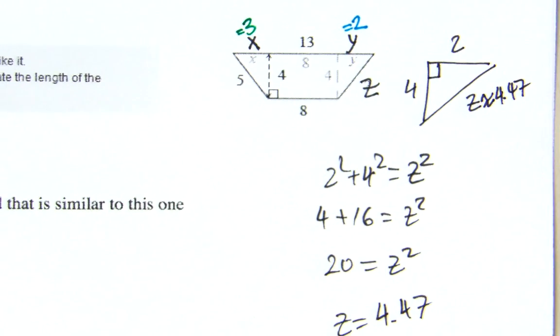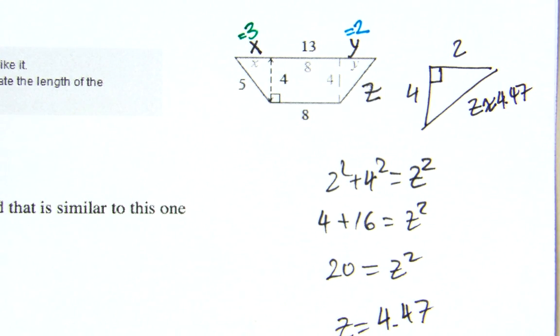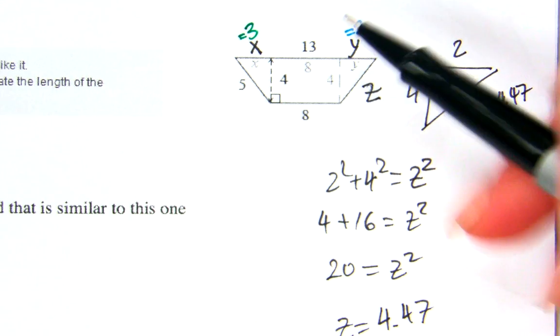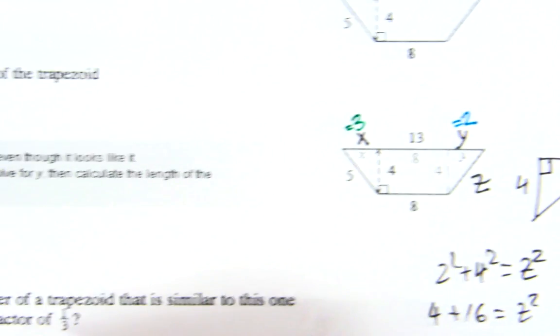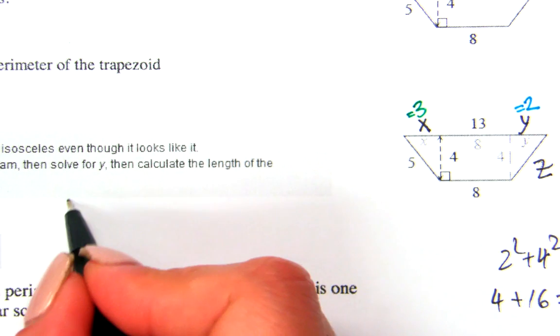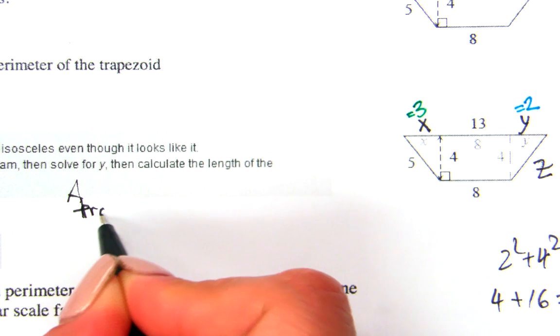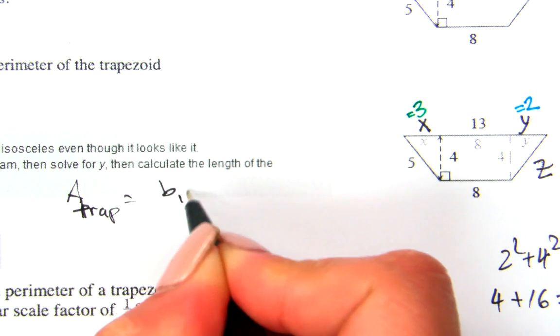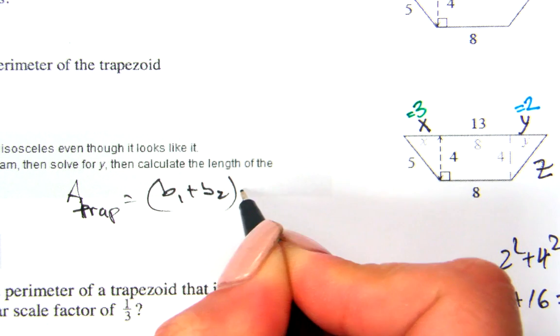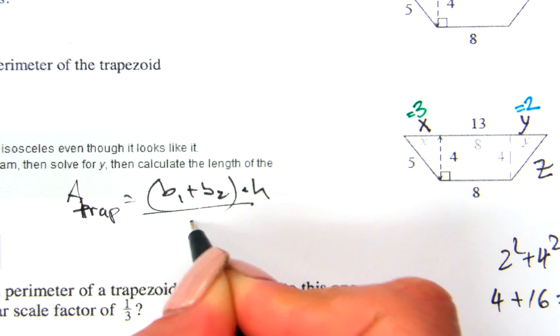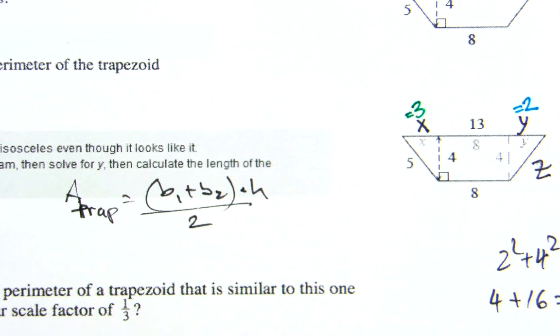Okay, now the area for your trapezoid, you're going to have to calculate this. If you don't remember the formula off the top of your head, it was base 1 plus base 2 times the height divided by 2. And then your perimeter is just adding up all the sides.